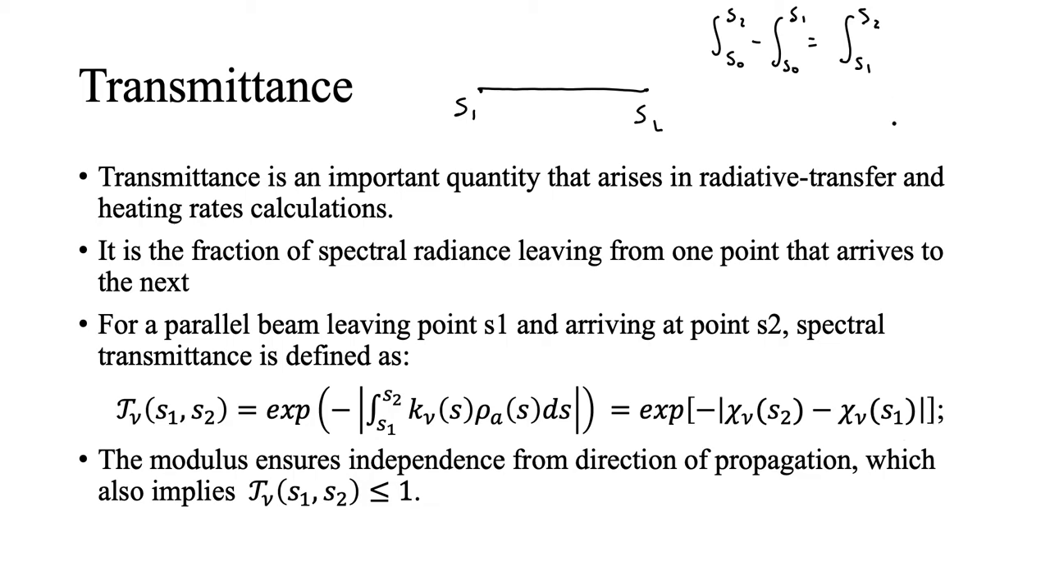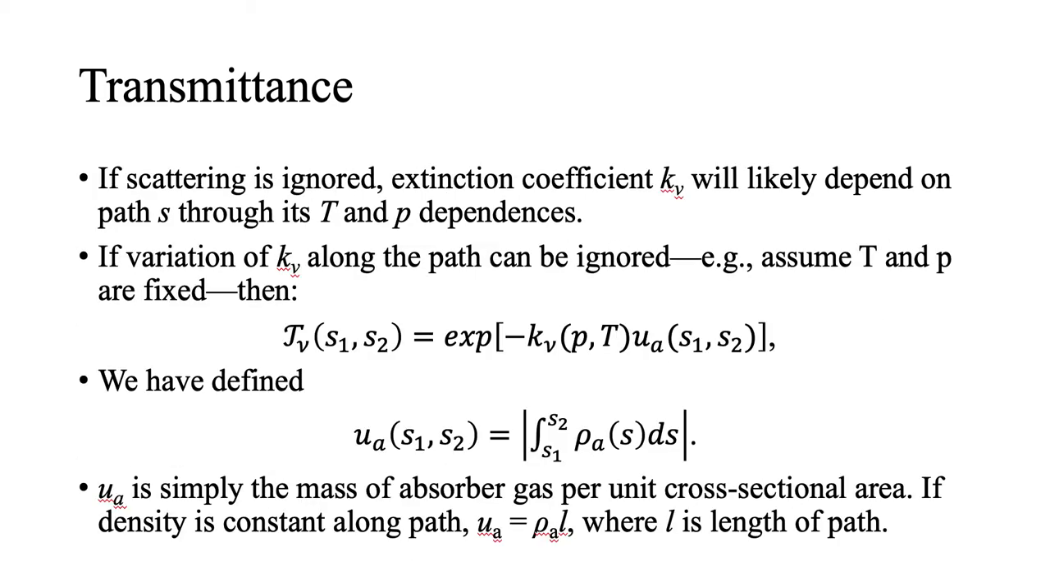Notice a couple of things. First thing is that there is indeed an absolute value, and this means that it doesn't matter if you're going from S1 to S2 or from S2 to S1, so you don't discriminate on the direction. And second, because there's a minus here, it means that this exponential is always going to be smaller or equal to 1. So it really gives you the meaning of a fraction.